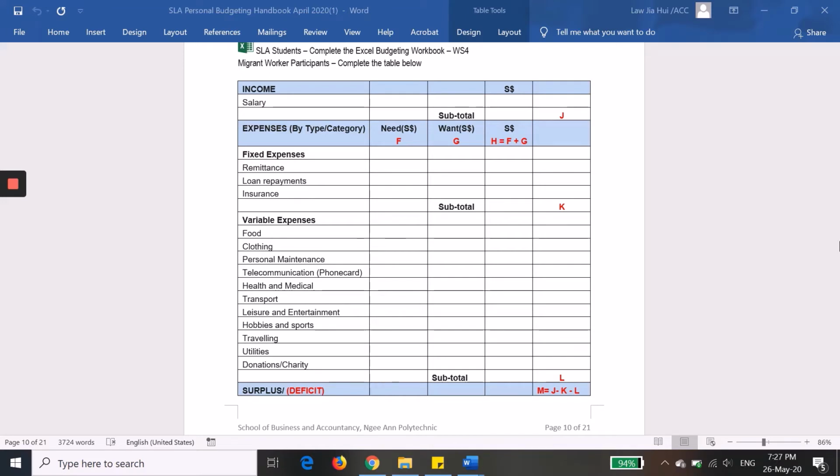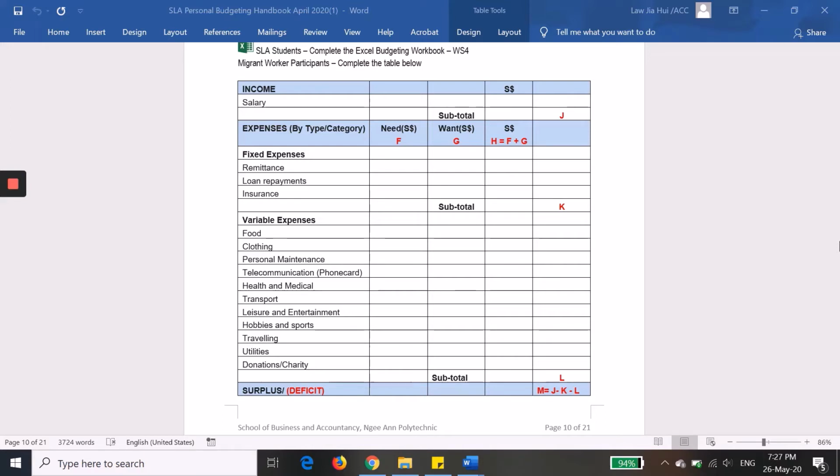Firstly, under variable expenses is food. Food can be both needs and wants. Food that are required for basic survival are your needs like your breakfast, your lunch, and your dinner. But snacks or cravings are considered wants because you don't need them to survive. For clothing as well, clothes that are branded are considered wants, while your everyday clothes are considered needs. Personal maintenance is like self-care, which includes shampoo, conditioner, toothpaste, or body wash. Makeup is also considered a personal maintenance expense, but it will be classified as a want instead of a need.